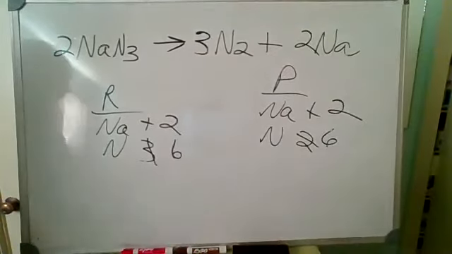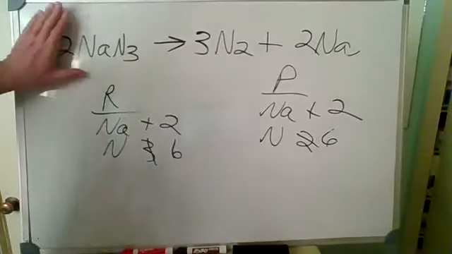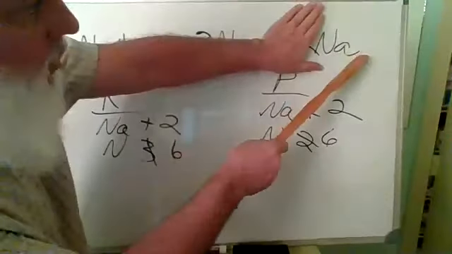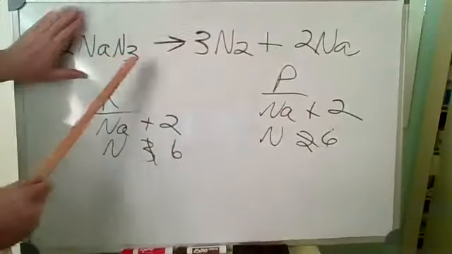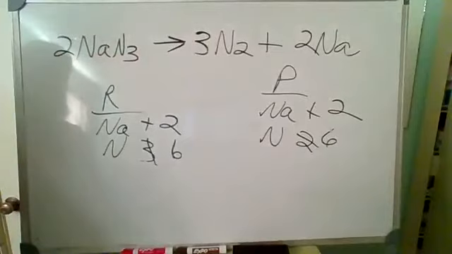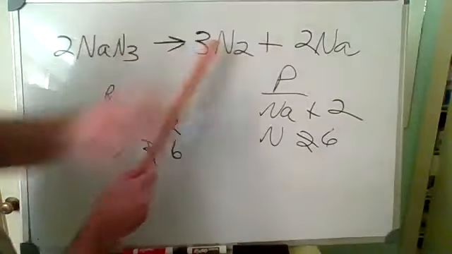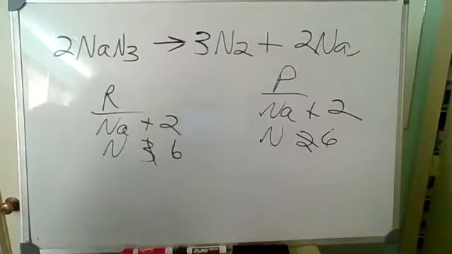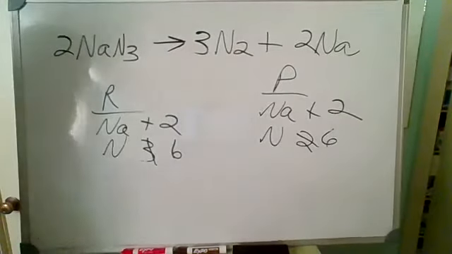As always, we're going to go back and check. 1 sodium times 2 is 2 sodiums. 3 nitrogens times 2 is 6 nitrogens. 2 nitrogens times 3 is 6 nitrogens. Okay? Anybody have any idea what this reaction is?